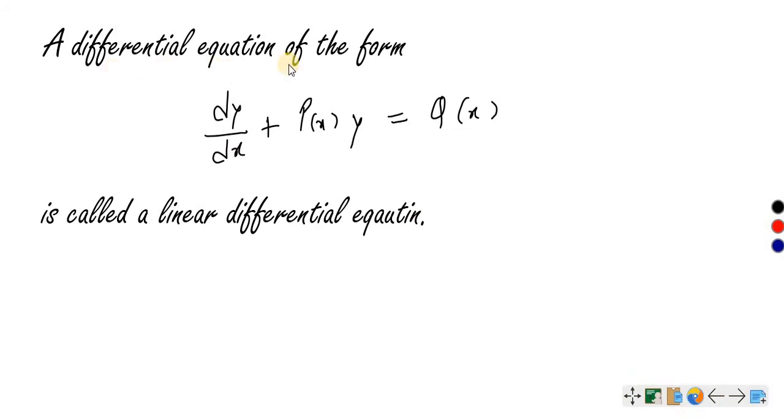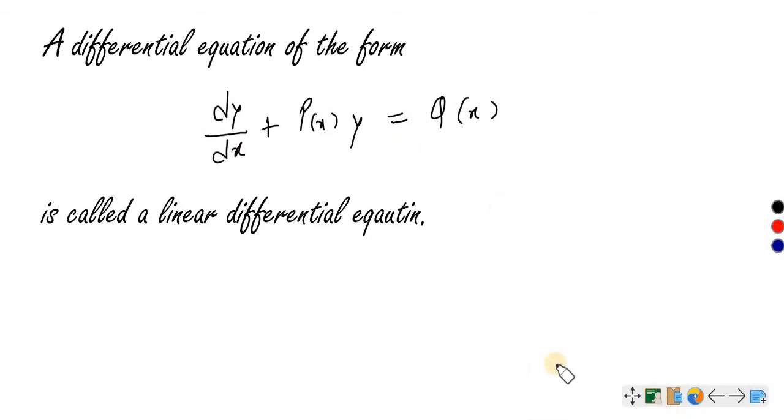So a differential equation of this form, that is dy by dx plus p, some function of x, into y is equal to q, some function of x. This form is said to be what? Linear differential equation. So let us see, if we get a linear differential equation, then what are the steps to get the solution of such a linear differential equation of first order and first degree?